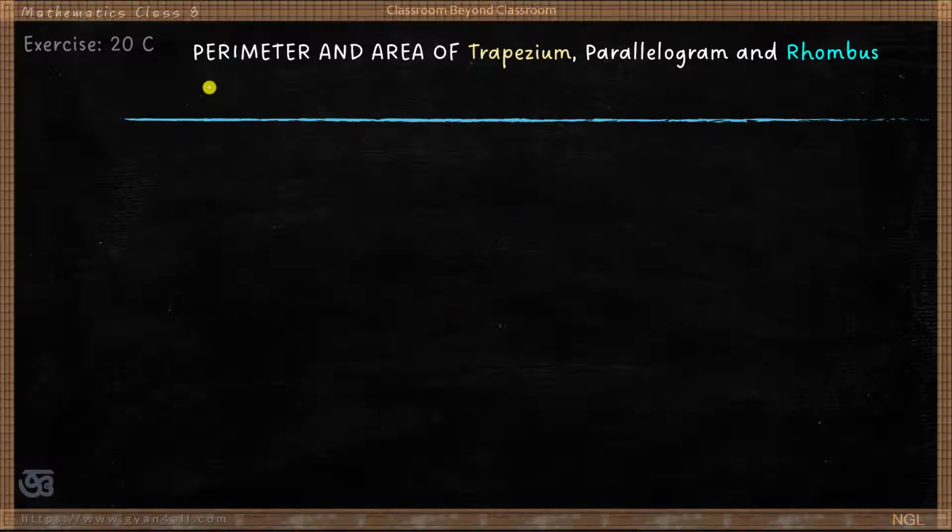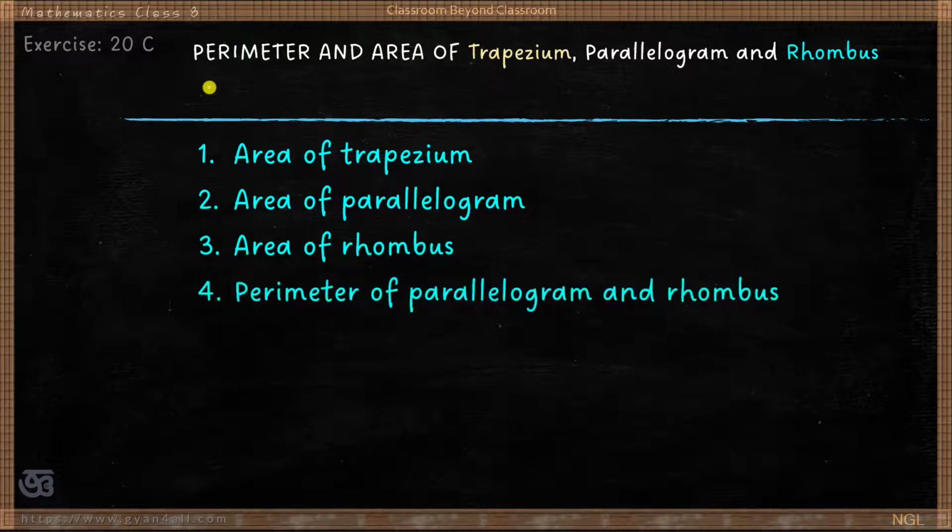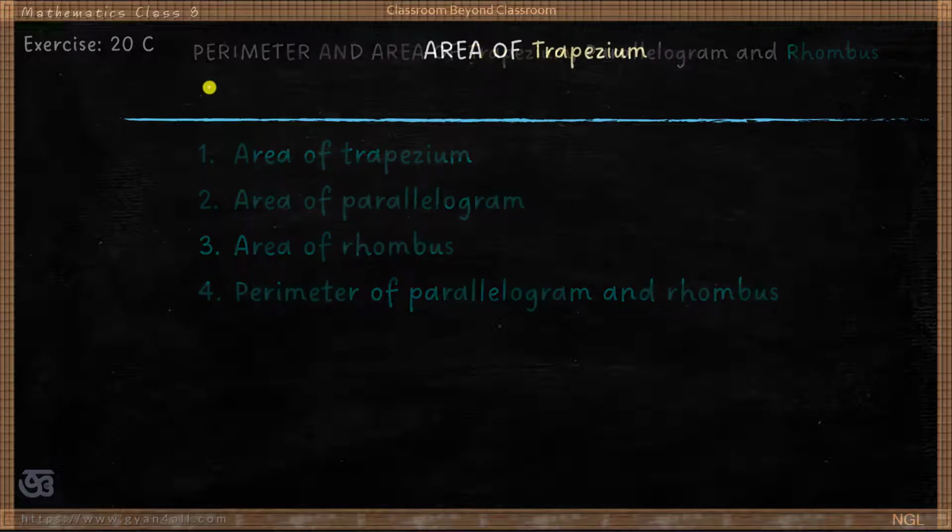Hello and welcome. Perimeter and area of a trapezium, parallelogram and rhombus. In the previous videos, we have solved problems on triangles, rectangles and squares. And today we are going to solve the problems on area of a trapezium, area of a parallelogram, area of a rhombus and perimeter of parallelogram and rhombus also.